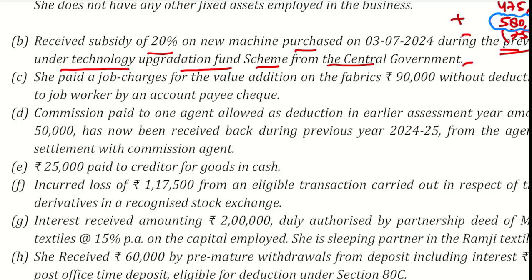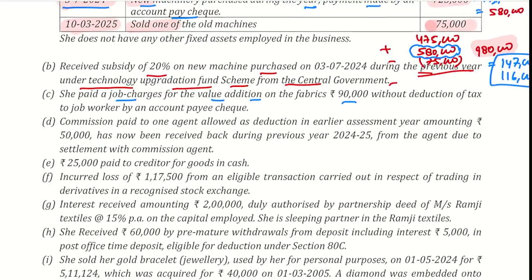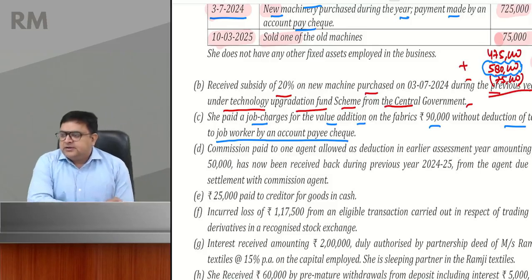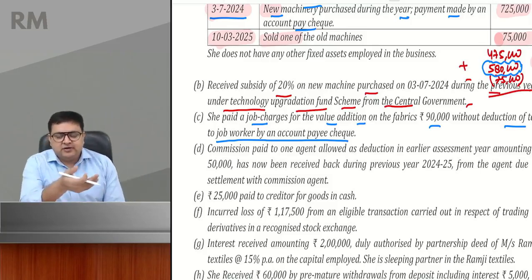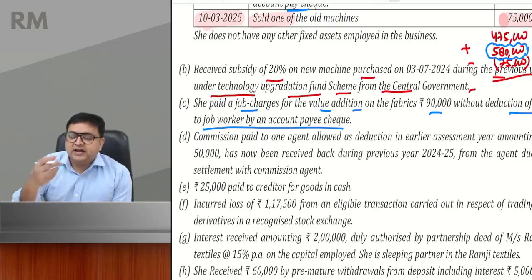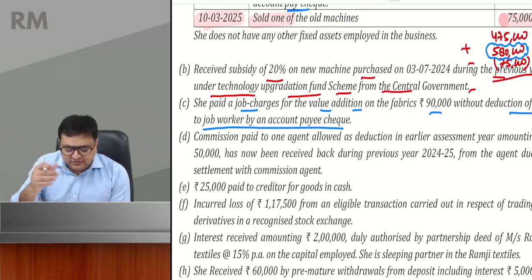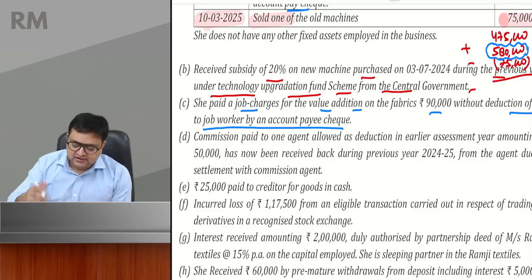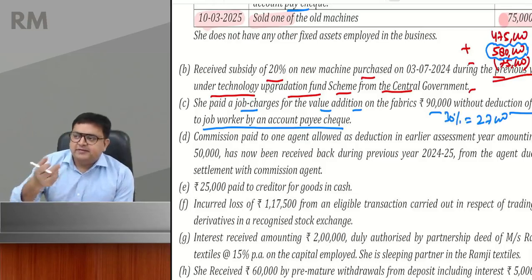She paid job charges of 90,000 for value addition on the fabrics, without deduction of TDS, to the job worker by account payee cheque. What will you do over here? Her turnover was more than 1 crore last year. She was supposed to deduct TDS, and she has not considered deducting TDS. The 90,000 she has paid, that's okay. But 30% of this 90,000, that is 27,000, should be added back.